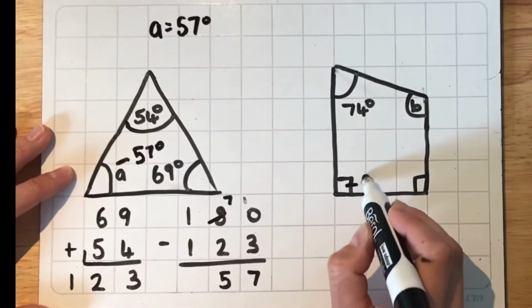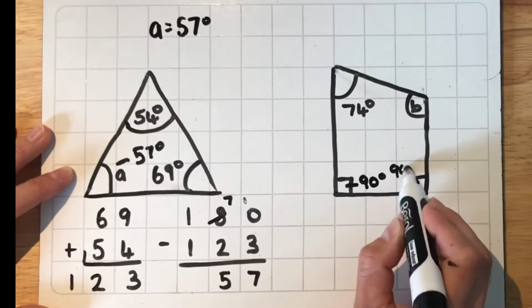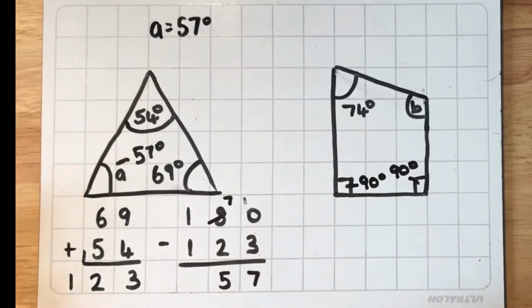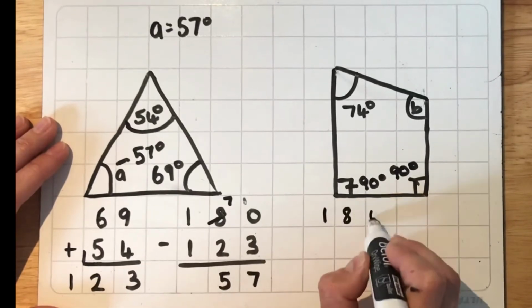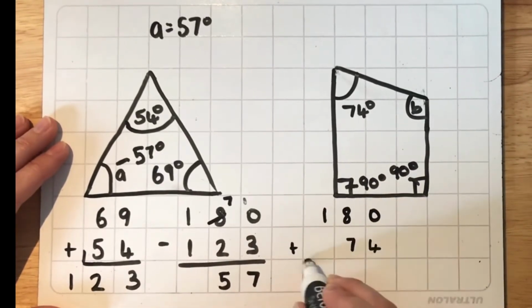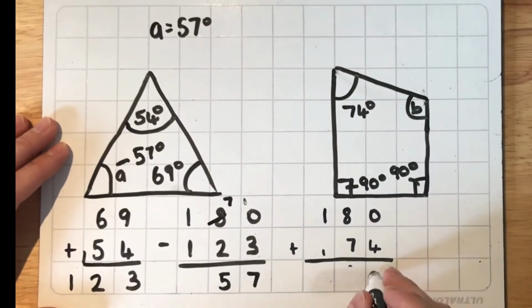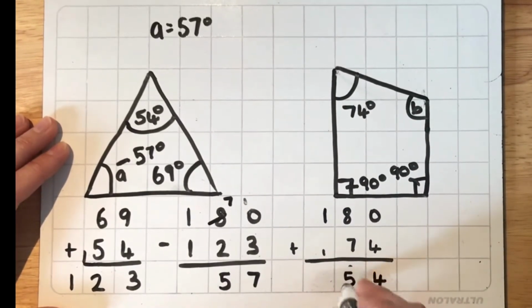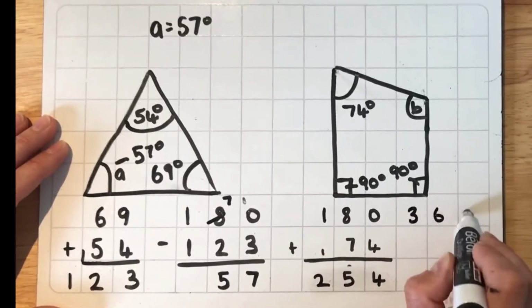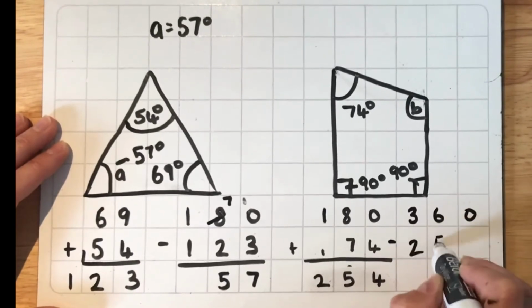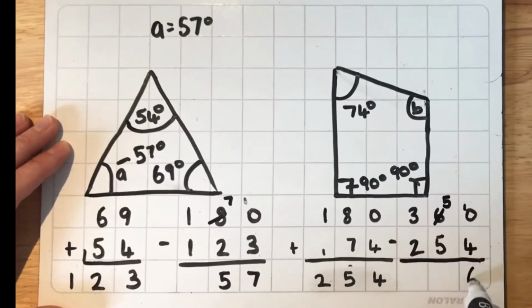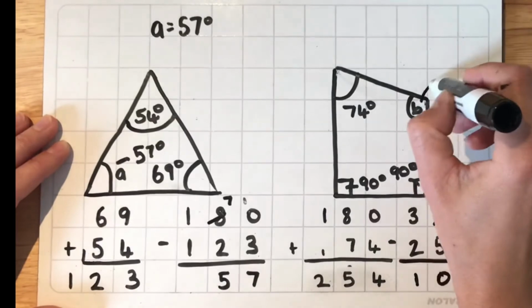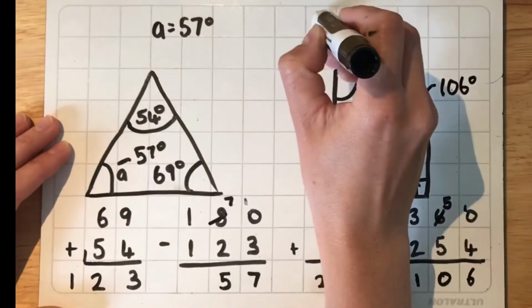Here you need to recognise these two are 90 degrees. Angles in a quadrilateral add up to 360 degrees. So 90 plus 90 is 180. Add on the 74. Add on 74 to 180, gives you 254. You need to take that away from 360 to find the size of the missing angle. Again, some of you will be happy to do that in your head. If not, I'll just show you how you use your formal method. That leaves you with 106 degrees for angle B.